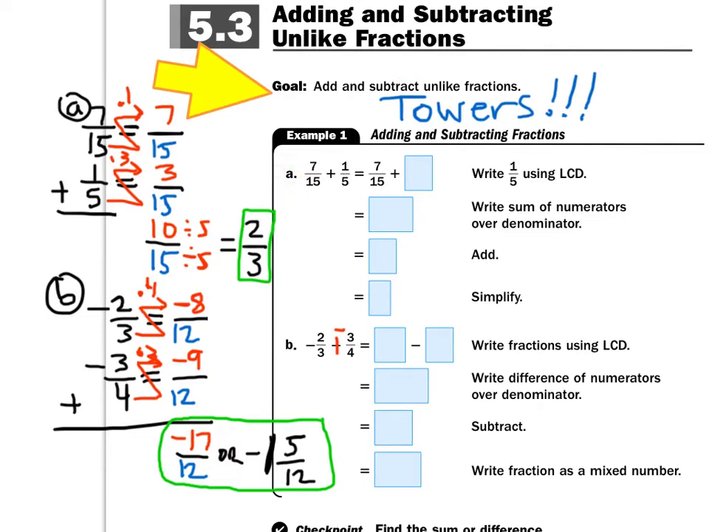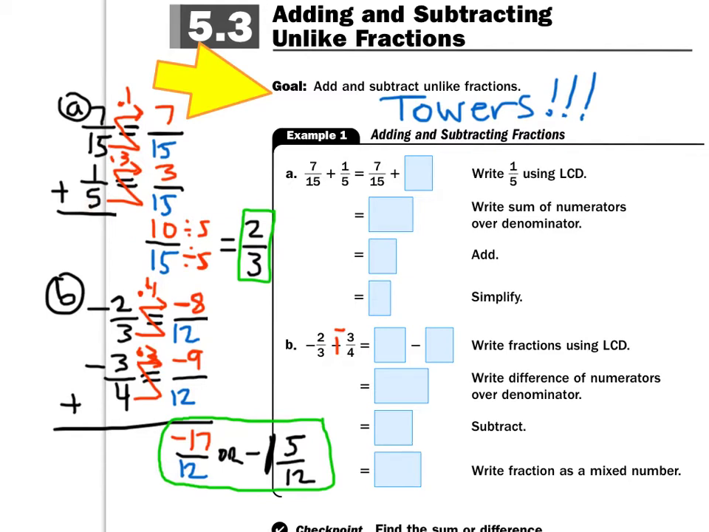So take a look at A. We have 7 over 15 plus 1 over 5. Well, the denominators are different, and so when the denominators don't match, we're going to write it as a tower. So 7 over 15 on top, 1 over 5 down below. And then put an equal sign with a fraction bar, and put a fraction bar in your answer.